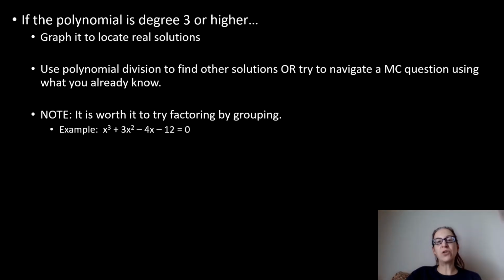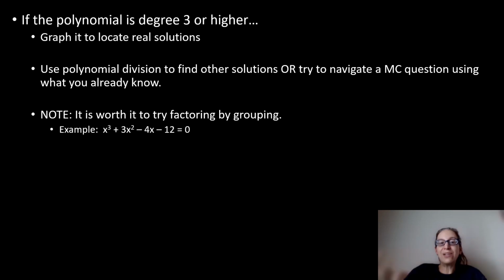Okay, so you can look at what you know: I have this many real ones, I have this many complex ones, I know the real ones because here they are on the graph, and then look at your answer choices. So if it's a multiple choice question, you have that as an option. If you're dealing with something that's open response, that's going to require a little bit more work from you, and you can't just pick an answer, then you're going to have to use the polynomial division.